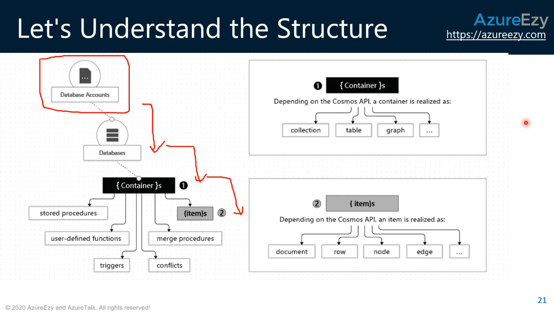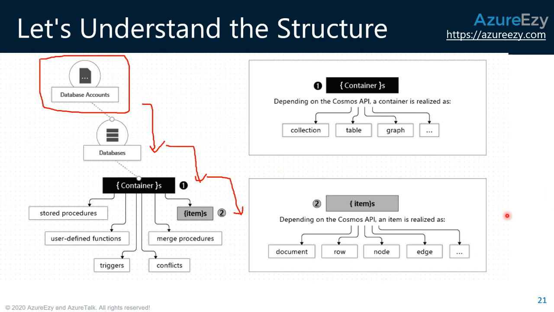Now if you are following the SQL analogy, there is a small difference, because all these things are connecting with the container, not with the database. In SQL we generally define stored procedures, user defined functions, or other objects at the database level, but here we are defining them in the container. Now, as per the API selected at the account level, the terminology gets a little different for database, container, and items. Some call it collection, some call it table, graph. Similarly for the items, there are different names, and we need to understand that. If we choose a different API, these names are going to change.